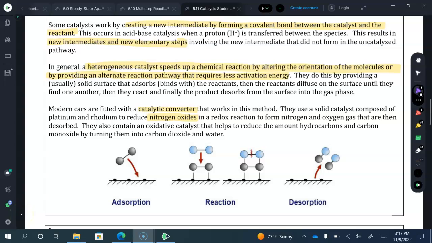chance of meeting, and they can then react, and through the reaction they are released because they no longer can bind to that substrate.